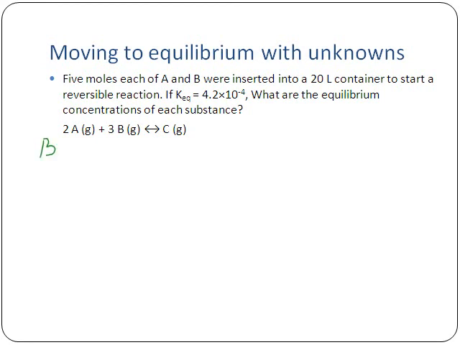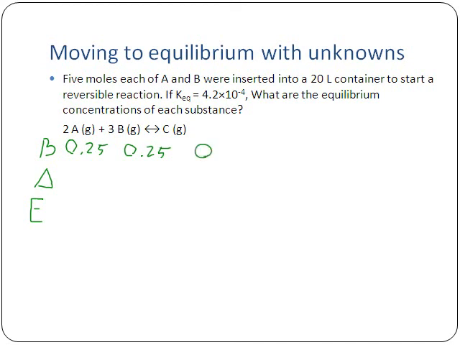We have a before, we have a change, and we have an equilibrium amount. We're told that we have 5 moles each of A and B to start off with in a 20-liter container. We need to find the initial concentrations. So for the initial concentrations, we say we have 5 moles divided by 20, and we get 0.25. So my before concentration of A is 0.25, my before concentration of B is 0.25, and my before concentration of C is going to be 0 because I didn't have any C to start with.